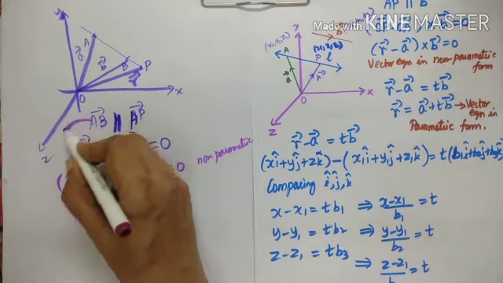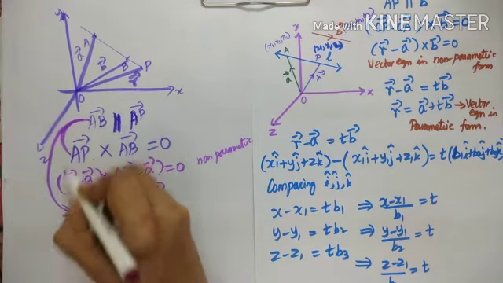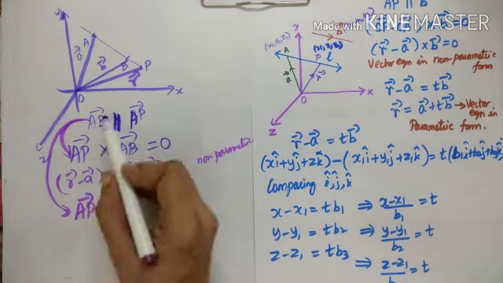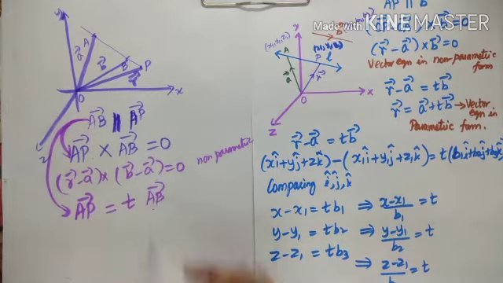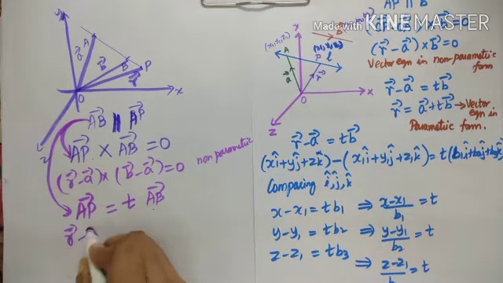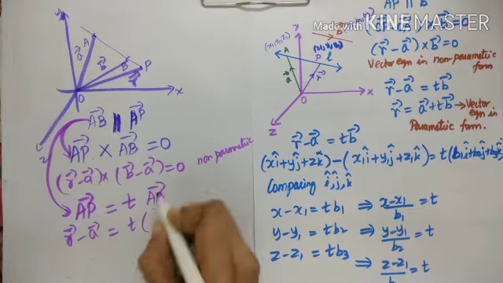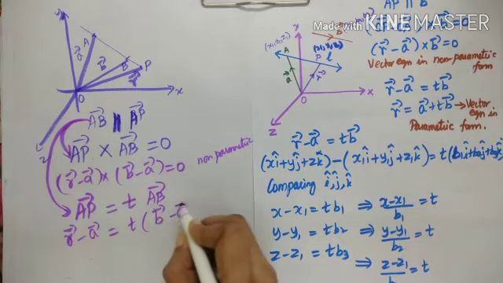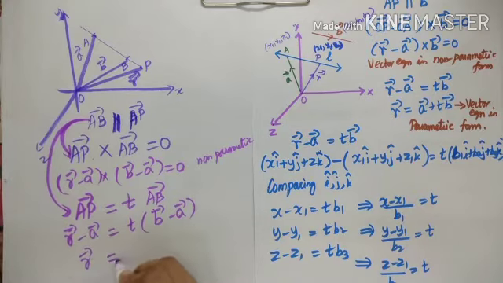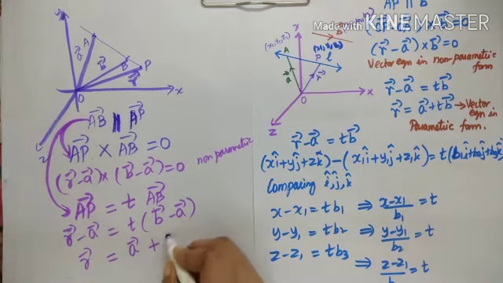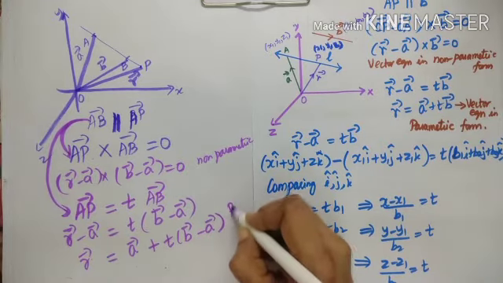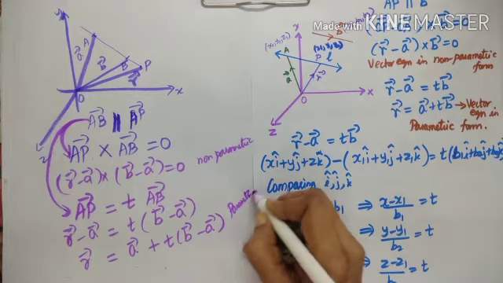So whenever I say parallel, there are two ways of writing: either the cross product is 0, or one vector is a multiple of another vector. What is the AP formula? It is R minus A. What is the AB formula? It is B minus A. Now I can bring A to the other side. R vector equals A plus T into B minus A. This we call parametric form.